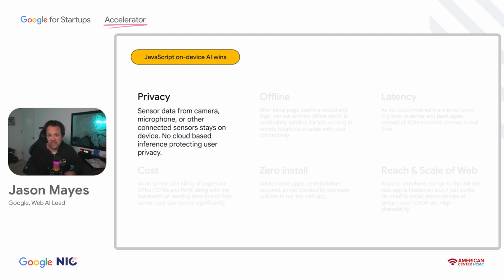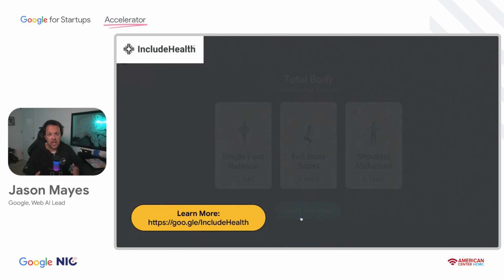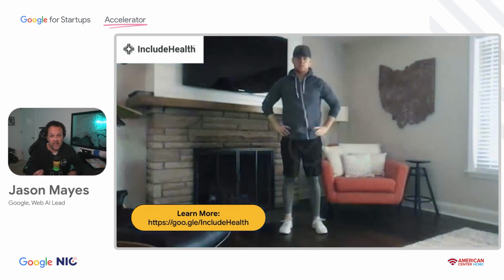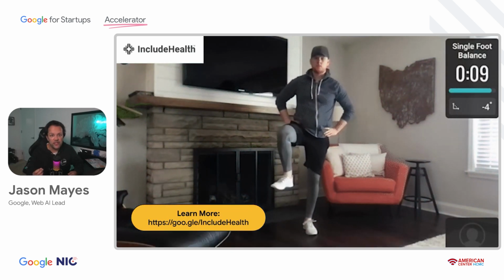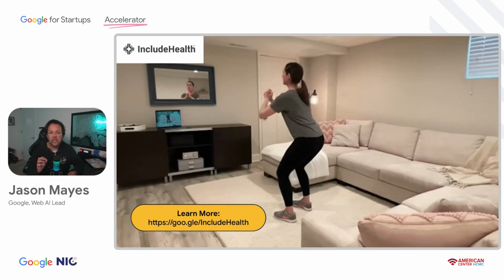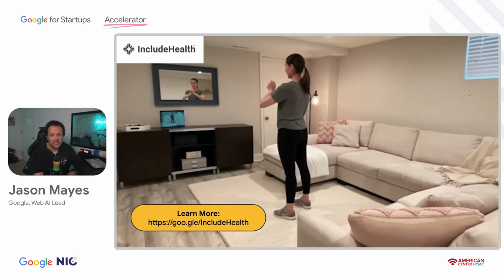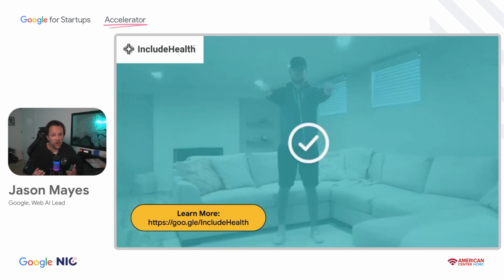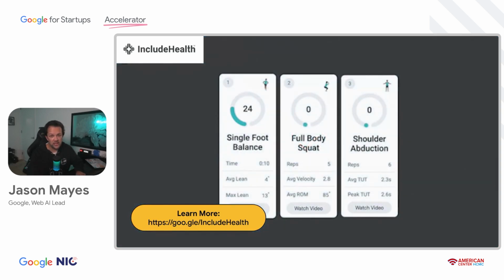First up is privacy, as no data from things like the camera, microphone, or even text need to be sent to some remote AI model on a server, which protects the user's personal data. A great example of this is shown here by Include Health, who use browser-based pose estimation models to perform remote physiotherapy without sending any imagery to the cloud. Instead, only the resulting range of motion and statistics from the session are sent, allowing the patient to perform the checkup from the comfort of their own home while also protecting their privacy.